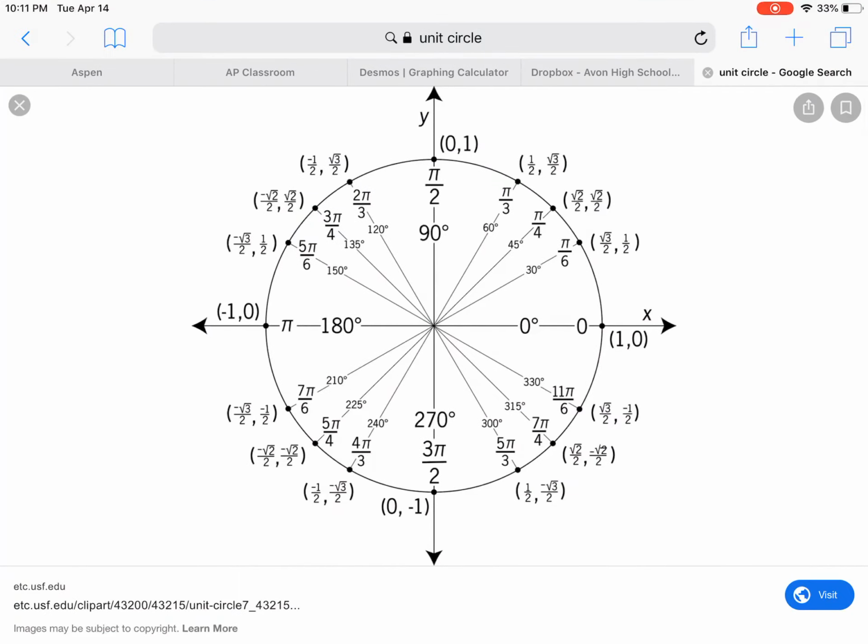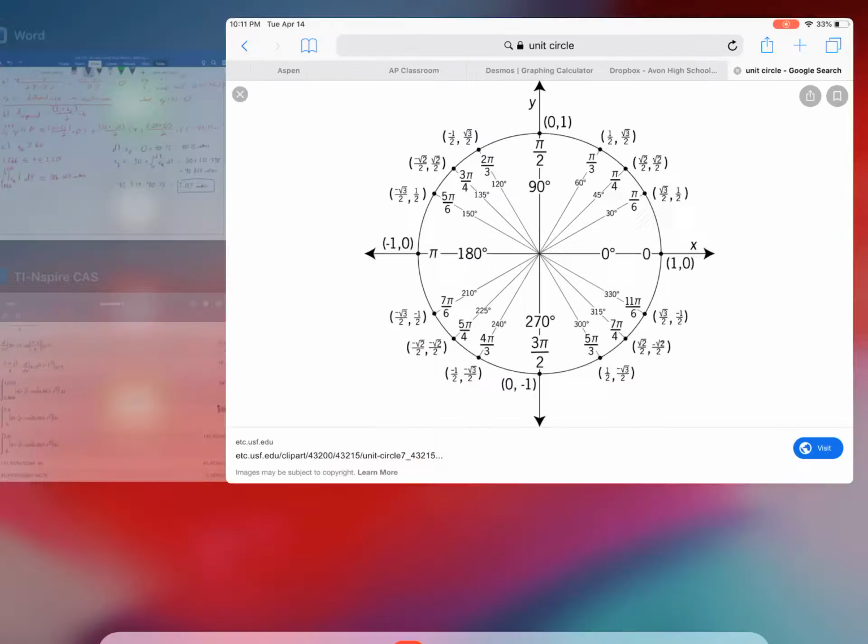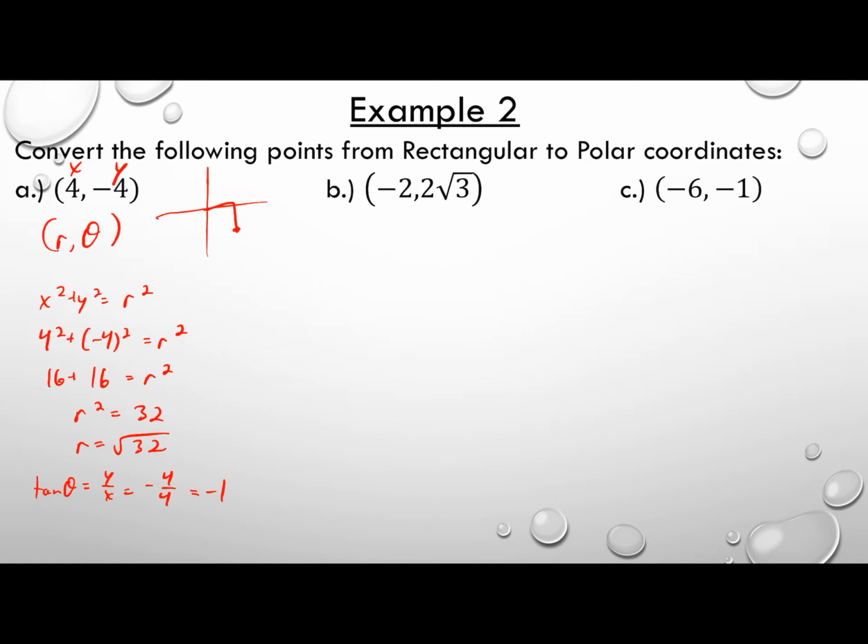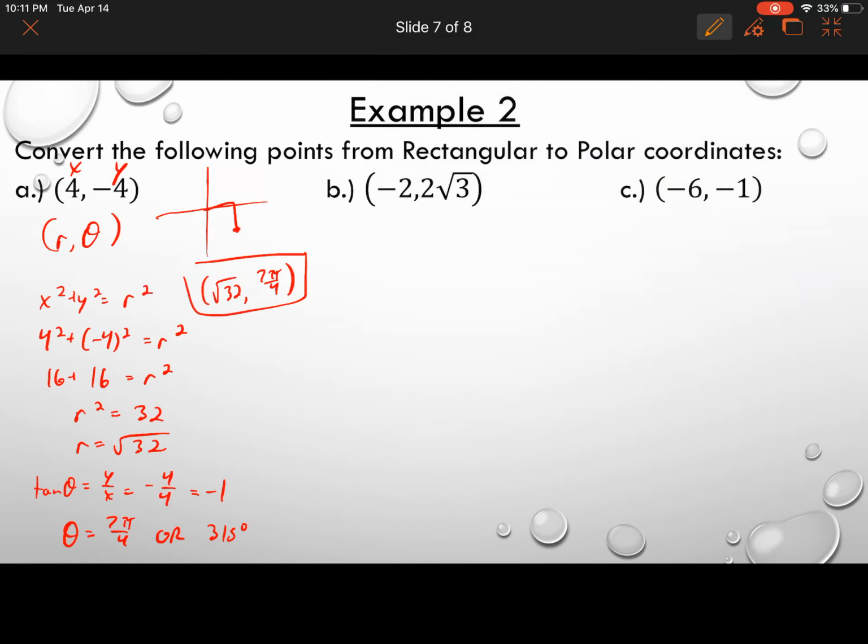And of those two answers, 7 pi over 4 is in quadrant 4. So that is the answer we're going to be using, 7 pi over 4, or 315 if you want to write it as an angle measure. So theta is equal to 7 pi over 4 or 315 degrees. So that means our final answer here is square root of 32, comma 7 pi over 4. Well, there you go. So let's do the same thing in B.